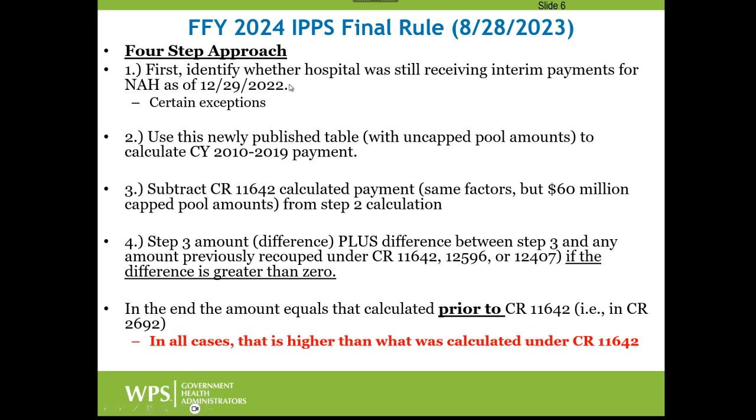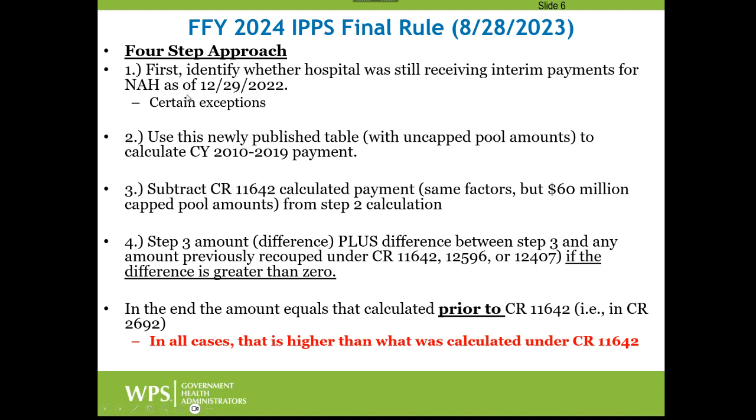Now here is the four-step approach. I'm going to open up the final rule and point this out, but I wanted to summarize it right here, a little easier to see. The first step is pretty simple. Identify whether the hospital was still active. They had to actively have a nursing and allied health program as of 12/29/22. The verbiage in the final rule does talk about the fact that they had to still receive interim payments as of that date.